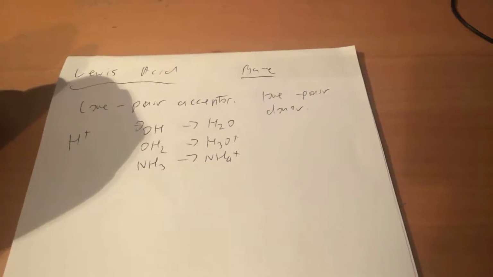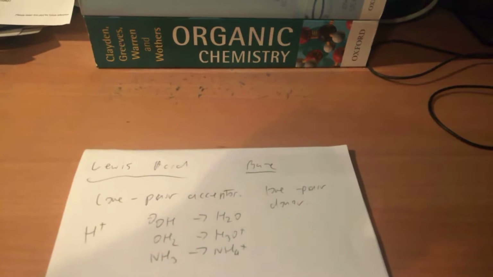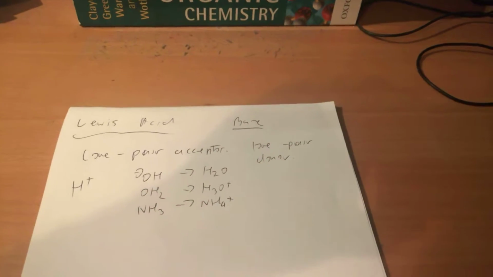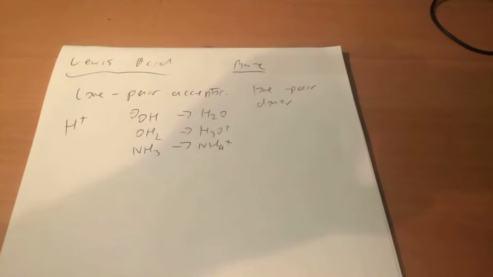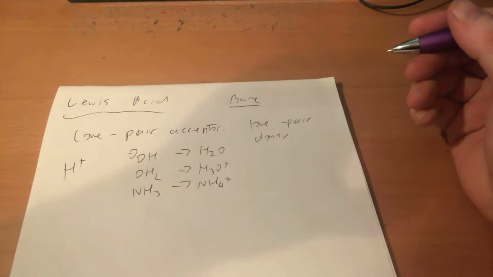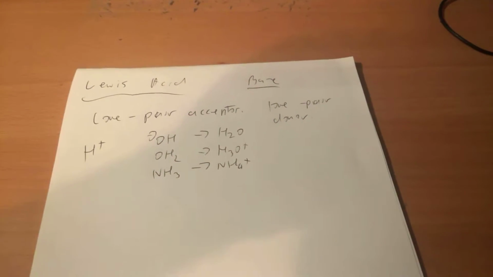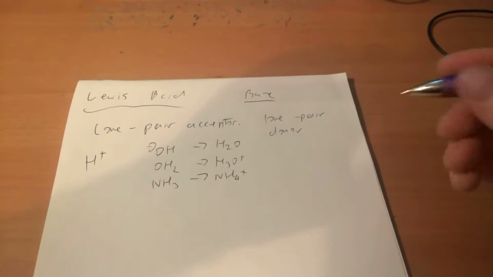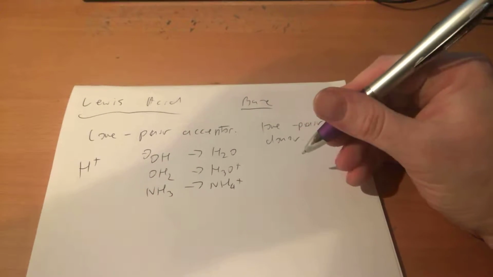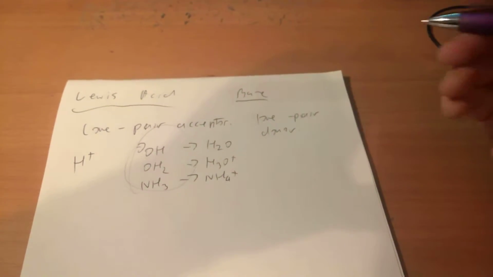A Lewis base, again, there's a fair amount of overlap between the Bronsted-Lowry and the Lewis acids and bases. Generally, anything that is a lone pair donor will also accept protons to a degree. So lone pair donors typically, again, you'd be talking about the examples I've listed here.